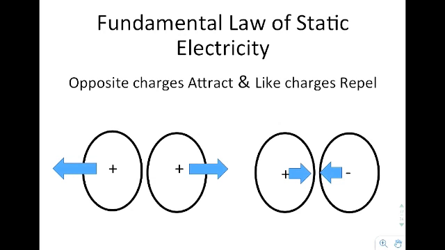So we come to what we call the fundamental law of static electricity. And we'll talk about this again when we talk about electricity. But opposites attract and likes repel. So if you have two positive charges, they will repel or move away from one another. If you have a positive and a negative, they will attract.